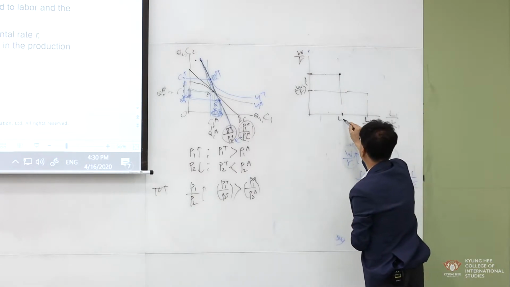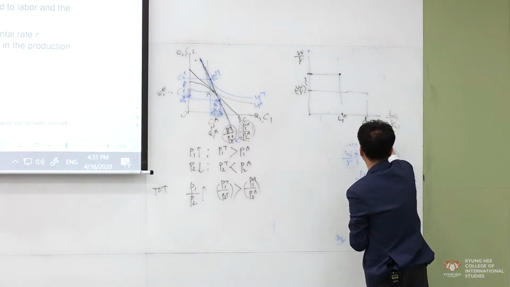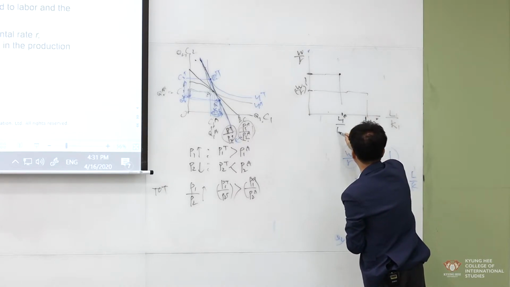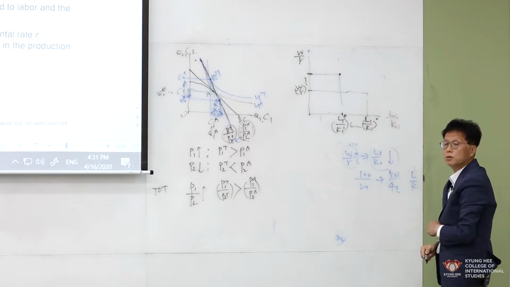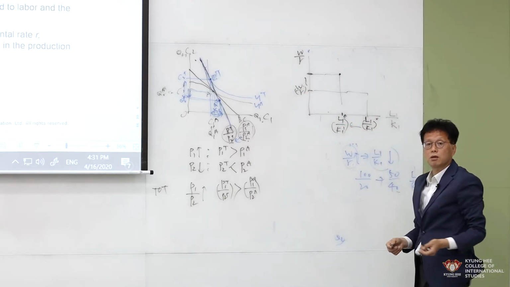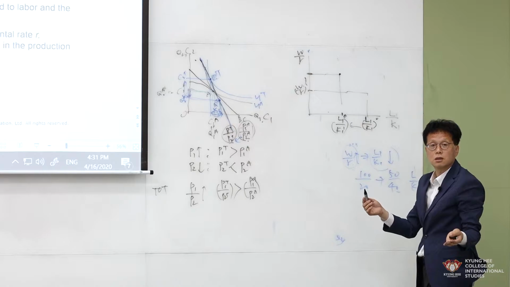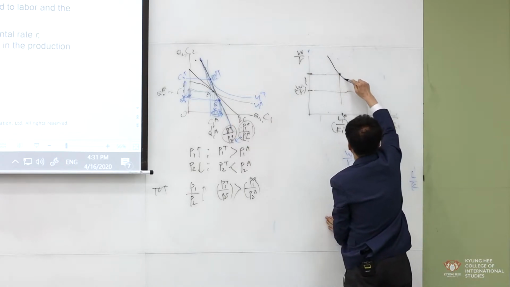That is L1 over K1, like this. Moving this way. The factor combination: as the relative wage rate increases, the labor capital combination changes. Okay? So if we connect these 2 points, we can get this kind of graph.